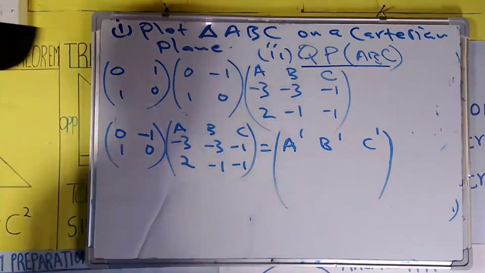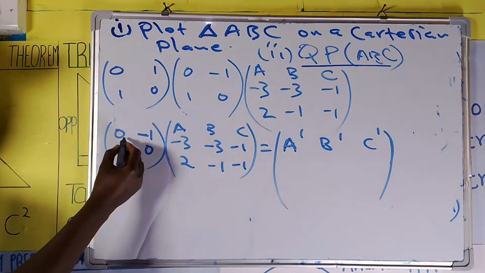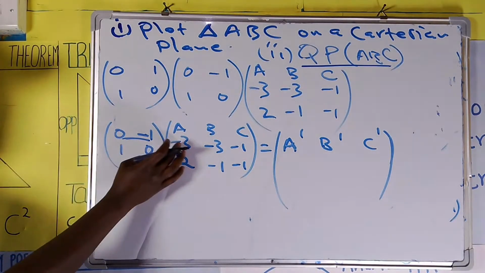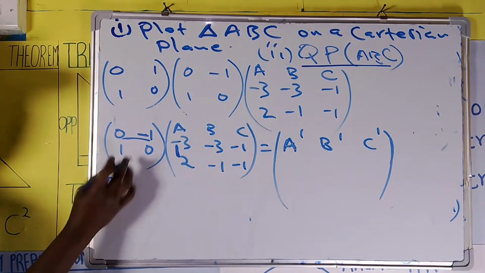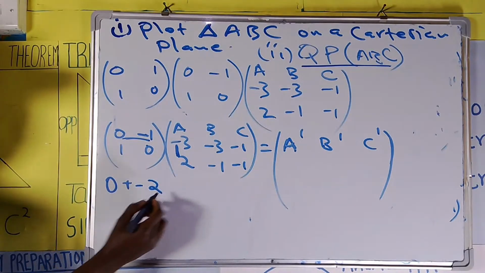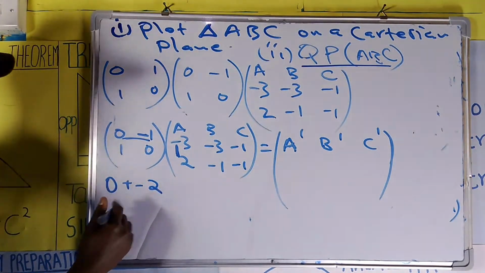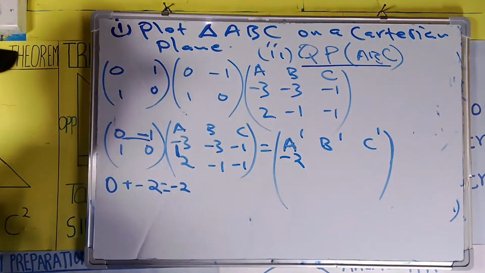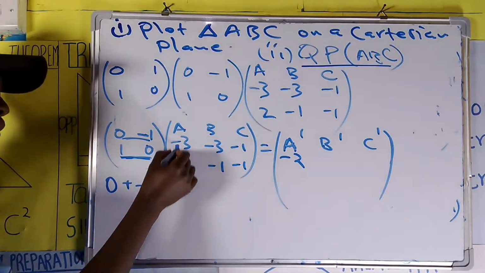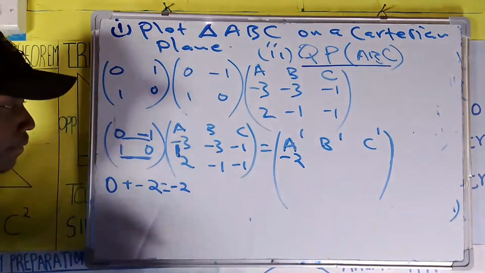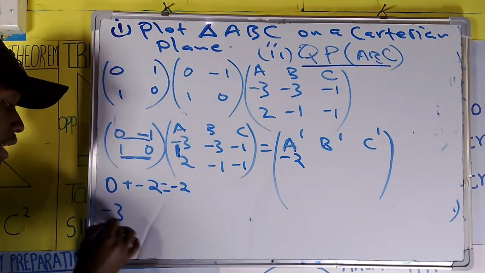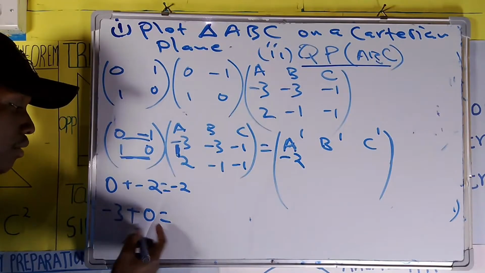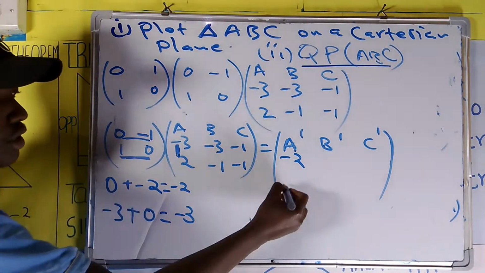Okay. So we said for us to get the image, we take the first row and the first column. So 0 times negative 3 is 0 plus negative 1 times 2 is negative 2. So 0 plus minus 2 is negative 2. Then the second row and the first column, so we finish with A prime. So 1 times negative 3 is negative 3 plus 0 times 2 is 0. So negative 3 plus 0 is equal to negative 3.